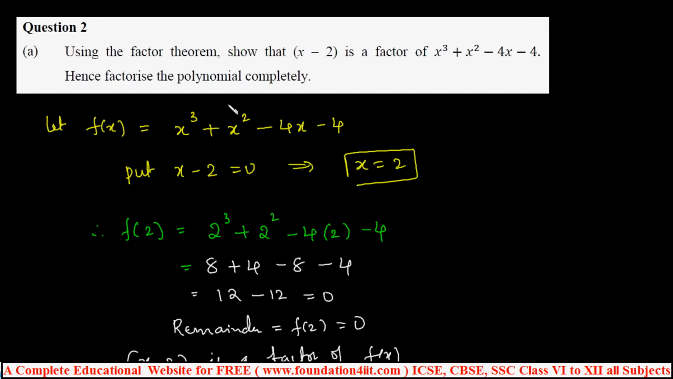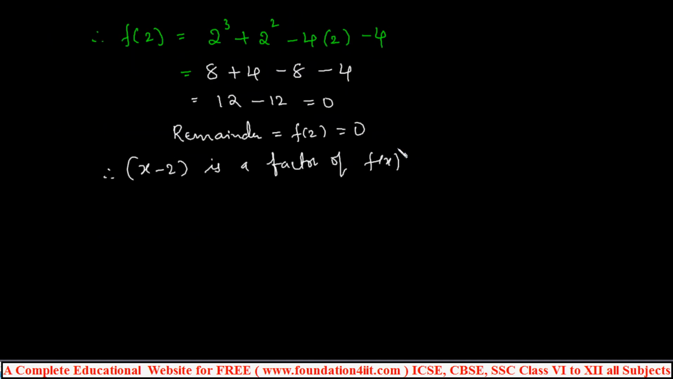Now we ought to factorize the polynomial completely. Here the highest power is 3, so we should get 3 factors. One of the factors is x minus 2, and the other 2 factors we have to find out. For that we will go for the division method. Just I will show here. This x cube plus x square minus 4x minus 4 we should divide by one of the factors, x minus 2.